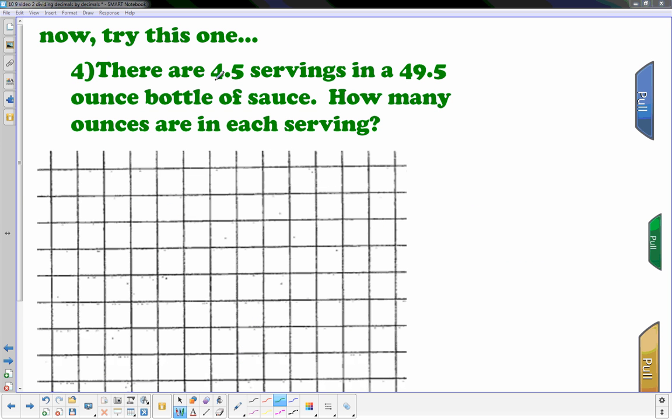All right, number 4 is a word problem. There are 4.5 servings in a 49.5 ounce bottle of sauce. How many ounces are in each serving? All right, get the problem written down and get started. Press play whenever you're ready to check your work.